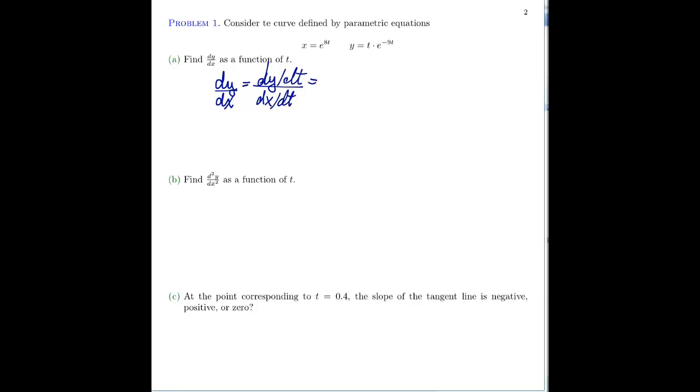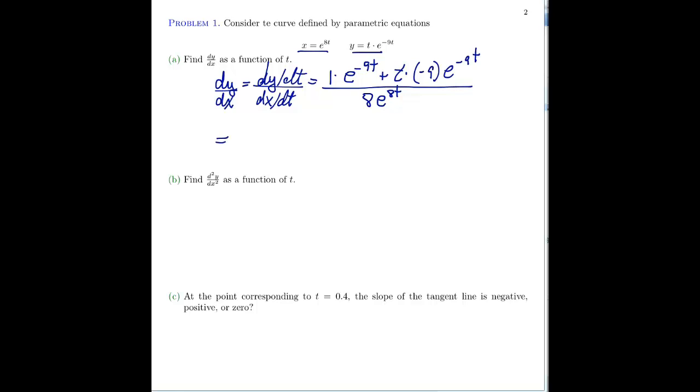So we're taking the derivative of y, and that's a product, so we're going to use the product rule. So we have the derivative of t, which is 1, times e to the minus 9t, and then t times the derivative of e to the minus 9t, which would be minus 9 e to the minus 9t. And then in the denominator, we have the derivative of x, and that's just 8 e to the 8t.